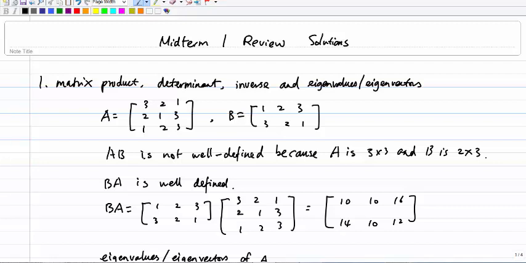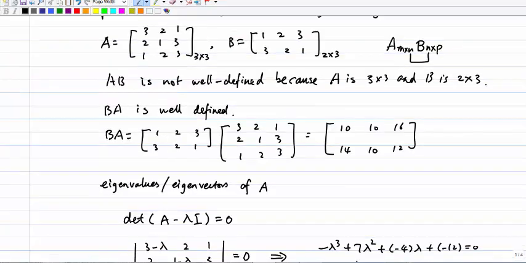First of all, what is A times B, the product of A and B? If I remember, I mentioned A is m times n and B is n times p, so this number must be equal in order to compute the product. Here A is 3 by 3 and B is 2 by 3. Those numbers are different, so A times B is not well defined. B times A is well defined because 2 by 3 and 3 by 3 have matching inner dimensions, both 3.